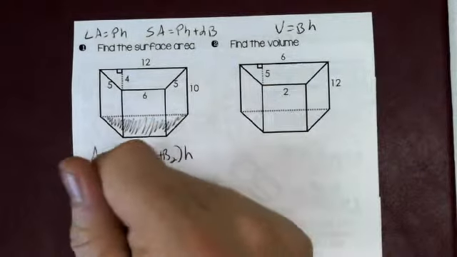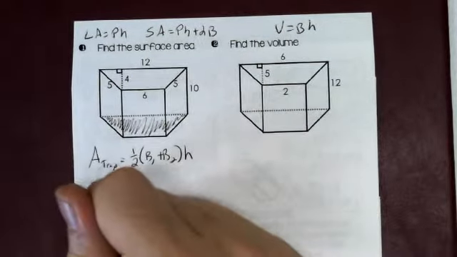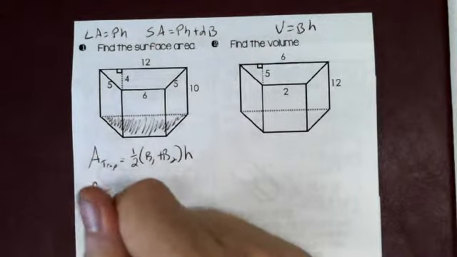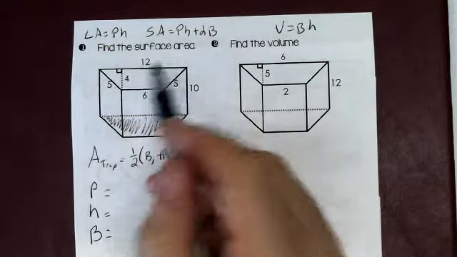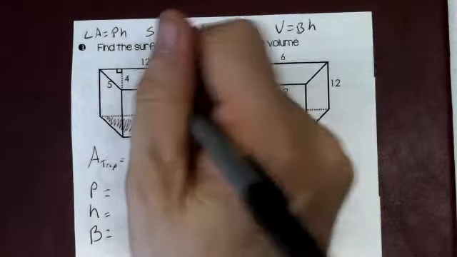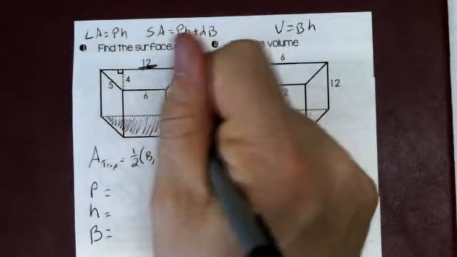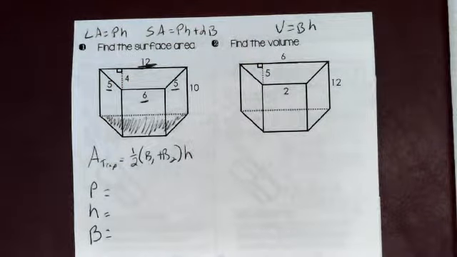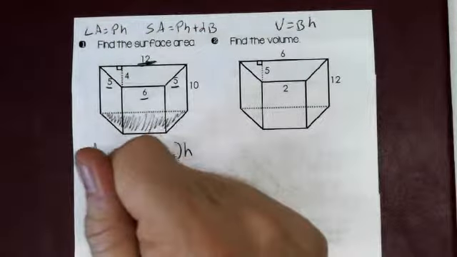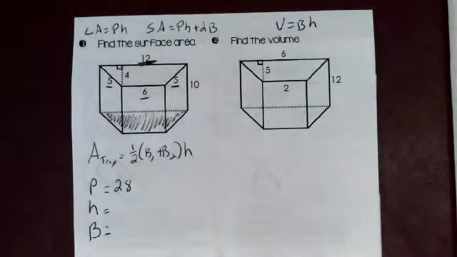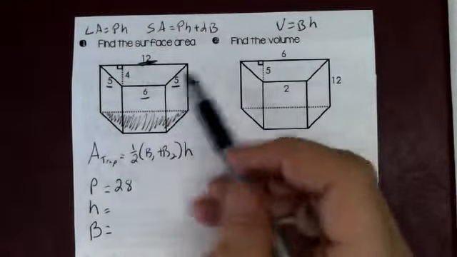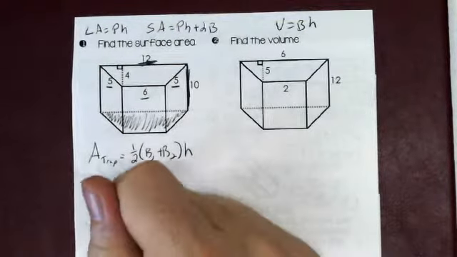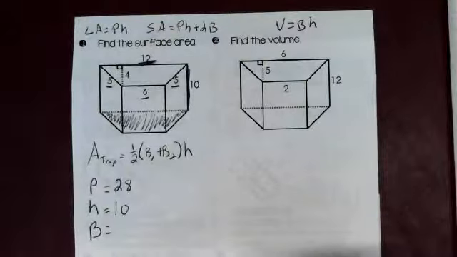Well, our first problem asks for surface area, which means that we need the perimeter and the height and the area of our base. Perimeter, we just add up all of our sides, so we're going to add the 12, this 5, this 6, and that 5. And gives us a perimeter of 28. The height here, since we're talking about surface area, is the height of our prism, which is 10.